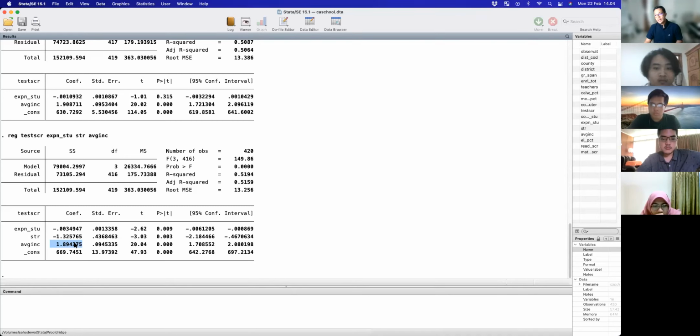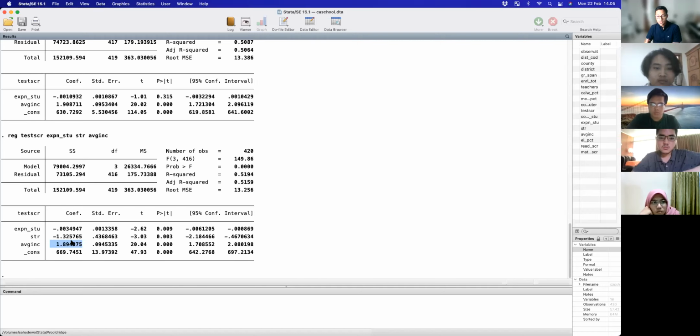So I guess this is another interesting aspect: if you fail to include important variables in the regression, not only will your estimated coefficient be biased, but it could also change sign, okay? So in the initial model, the estimated coefficient was positive, but after you include average income, the estimated expenditure per student is actually now negative, okay?